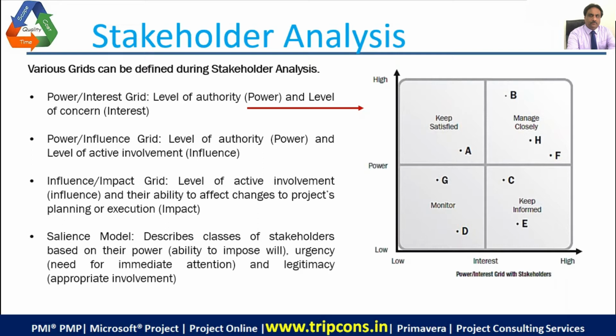Then there are stakeholders who have high power but low interest, so they are to be kept informed. Then there are stakeholders with high interest but low power, so they are to be kept informed. And the ones considered as low power, low interest, basically they are the dummy ones.